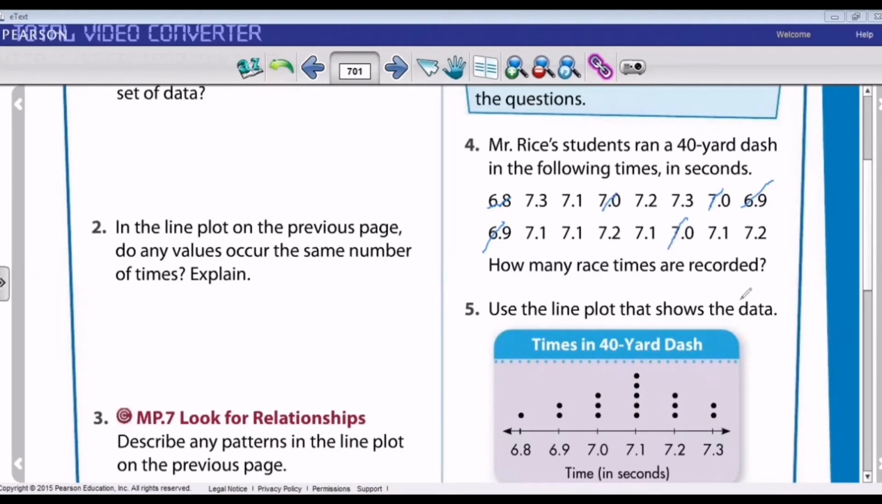So how many race times are recorded? We have to count all of them here. I have 1 for 6.8, and 2 for 6.9, and 3, and here also there will be 1, 2, 3, 4, 5, and for 7.2 1, 2, 3, and 7.3 it will be 2. So when we add them, the result will be 16.